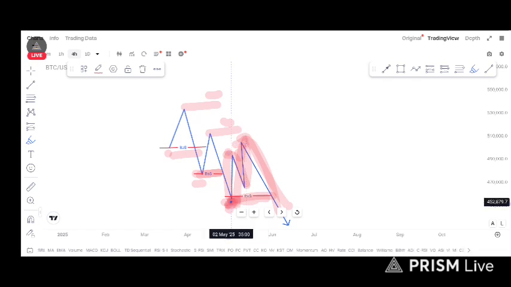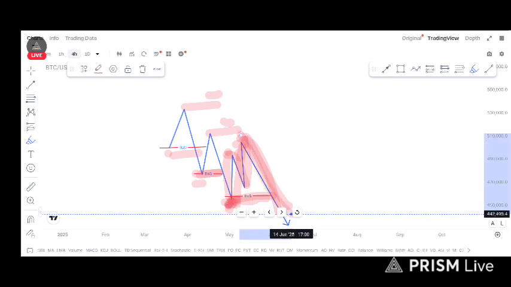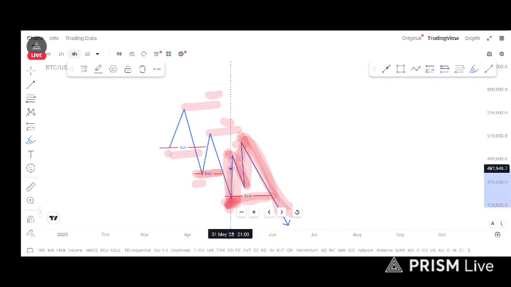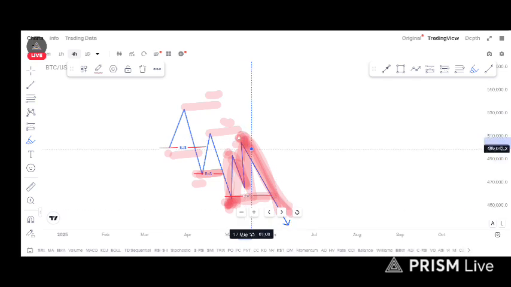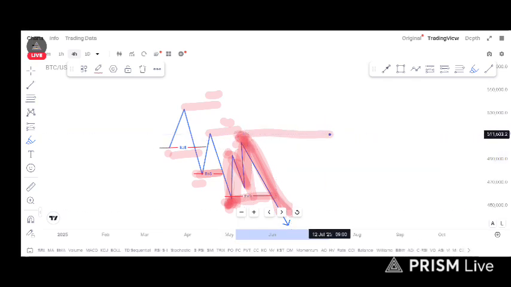So you are going to be looking at here from this low. Where is the highest point market went to before breaking structure? That's not here, because market went here and it did not break this structure. So this was the highest point market went to before breaking structure, and this is where we are going to be focusing. This is where we are going to call our lower high. That's the highest point market went to before breaking structure.